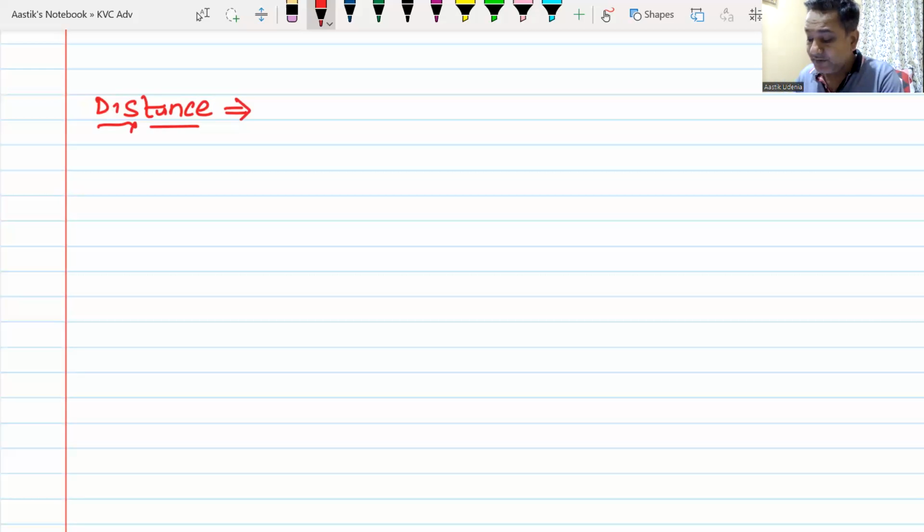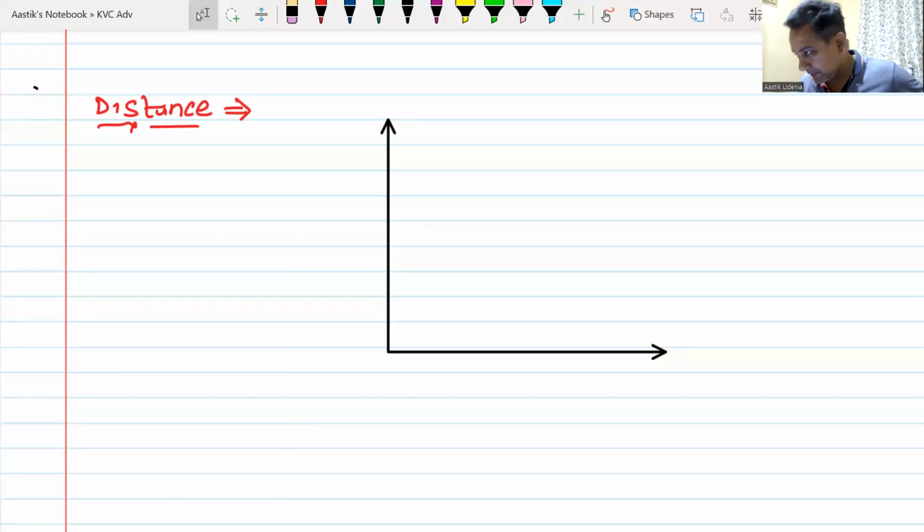Remember, you cannot define something with something that we have not defined yet. Have I defined speed? You can tell me distance is speed multiplied by time, but I have not defined speed, my dear friends. How can you define distance by speed? You can't define distance by speed.